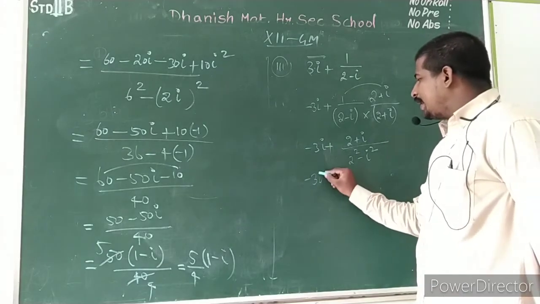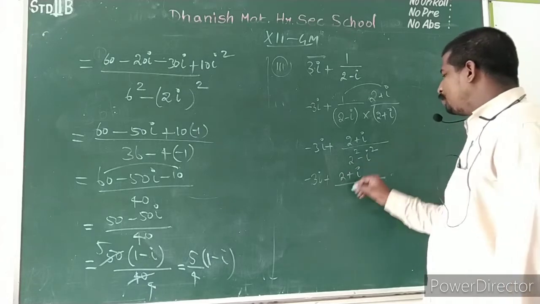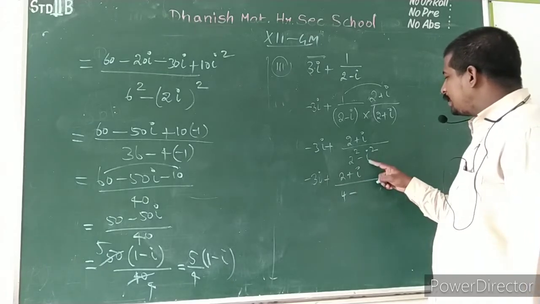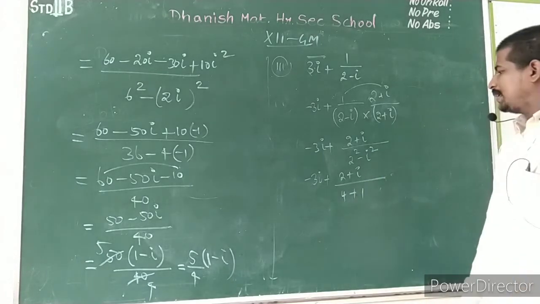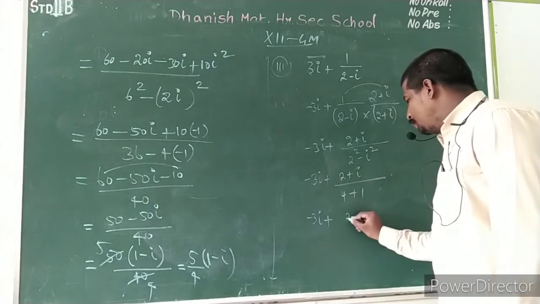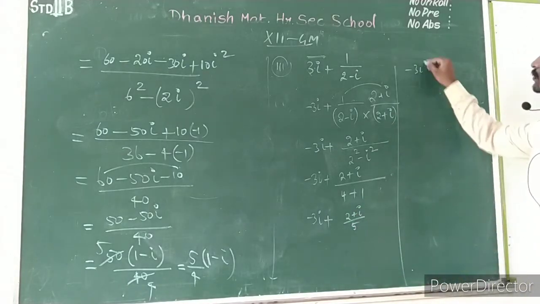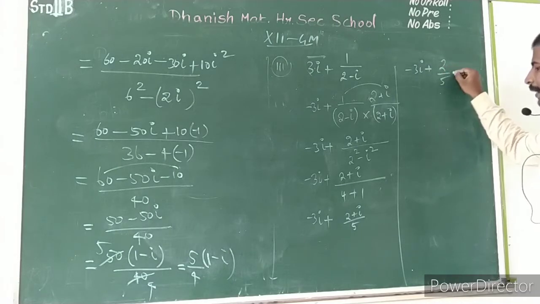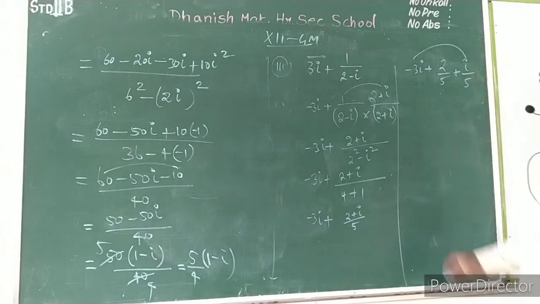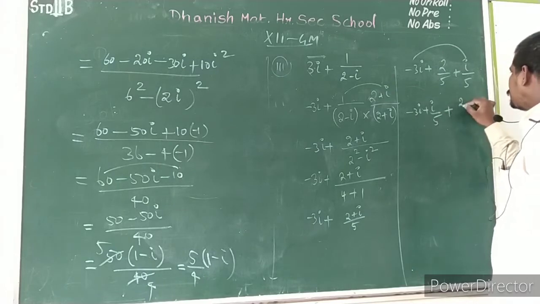Now minus 3i plus 2 plus i divided by 2 square is 4. Here minus into i square is minus 1, it will become plus 1. Now minus 3i plus 2 plus i divided by 5. It can be written as minus 3i plus 2 by 5 plus i by 5. Now I am going to simplify these two items, that is minus 3i plus i by 5 plus 2 by 5.